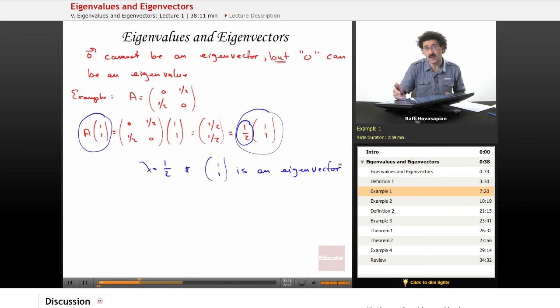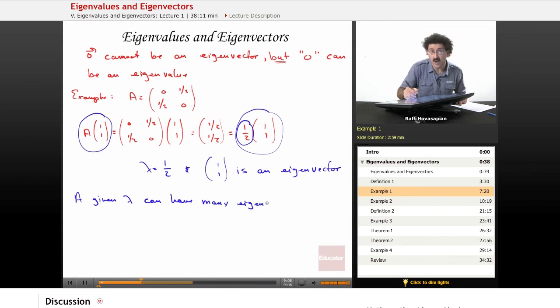Oftentimes, for a given eigenvalue, you have an infinite number of eigenvectors, and we'll show you why in a minute. So again, Ax does nothing but expand or contract a vector. Okay. Now, a given lambda can have many eigenvectors. Often we're only interested in one. We don't necessarily need to list them all, so one will do. So a given lambda can have many eigenvectors associated with it, and here's why.